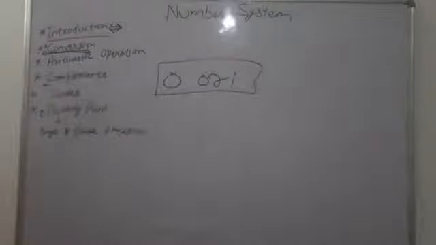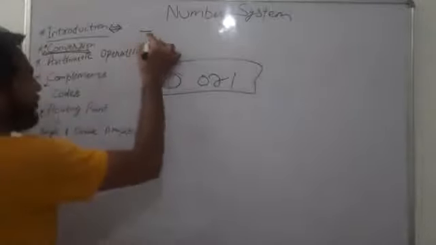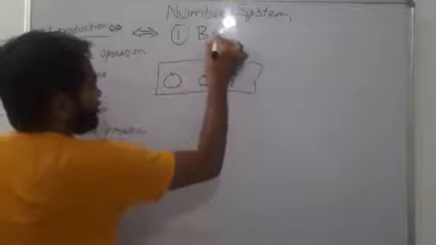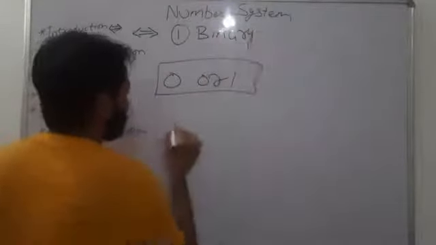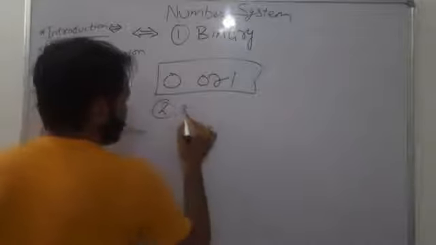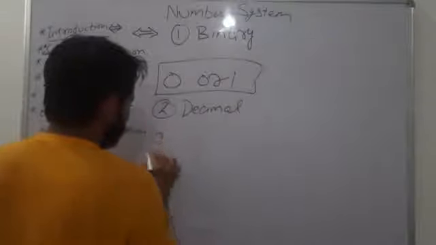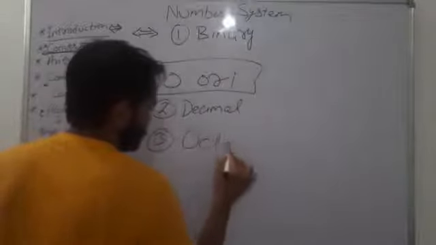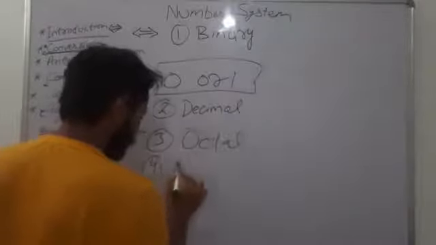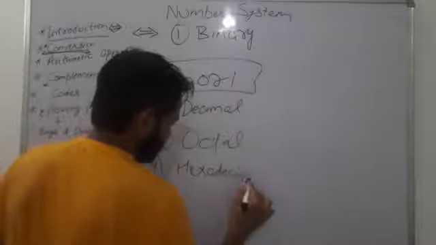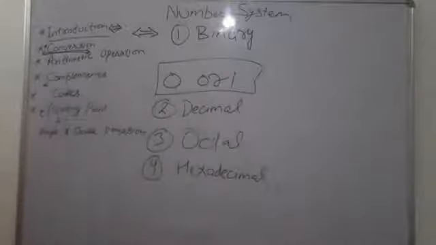The number systems are first binary, then decimal, then octal, and then hexadecimal. These are the important number systems.